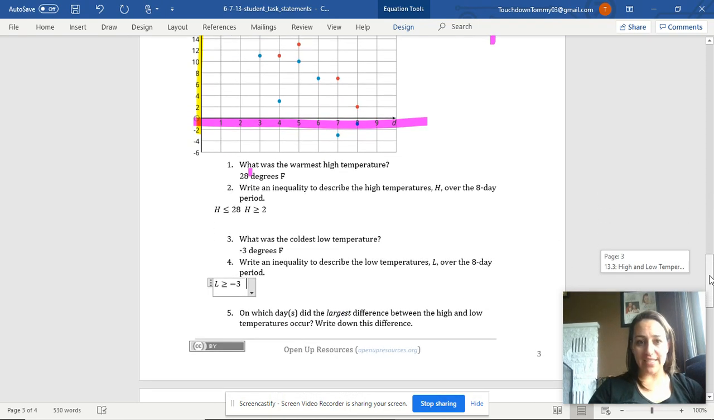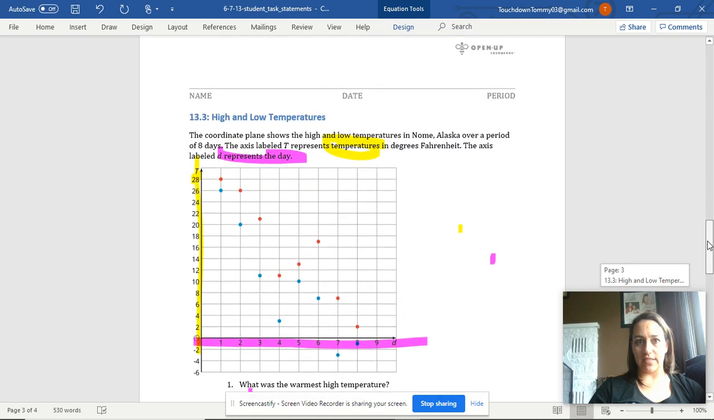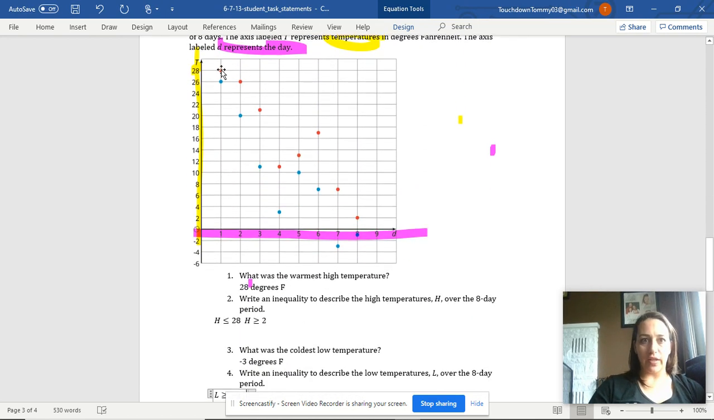And on which days, so possibly plural, did the largest difference between the high and low temperatures occur? Okay, difference, high and low. So if I look here, the high and the low temperature are really close together on day 1. There's only a difference of 2 degrees from 28 to 26. So I don't think it's going to be on day 1. Here it looks like there's a bigger gap. Here it looks like it's an even bigger gap. So I'm thinking it might be day 3 here.